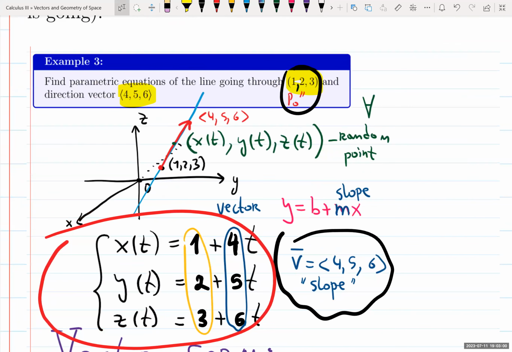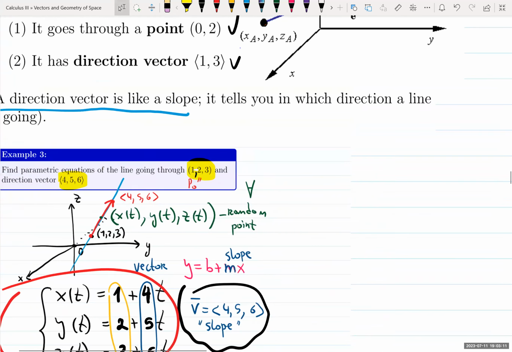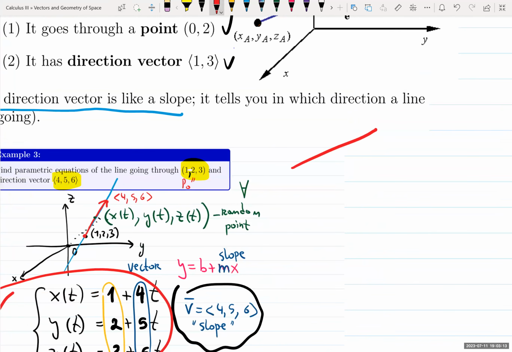Okay, let's do it. Find the parametric equation of the line going through the given point with the given direction vector. So what is happening here? We have the line, it already exists. And then we know it's going through the point. The point is 1, 2, 3. That doesn't fix a unique line. This can be this line or this line or this line. That's why the direction matters.